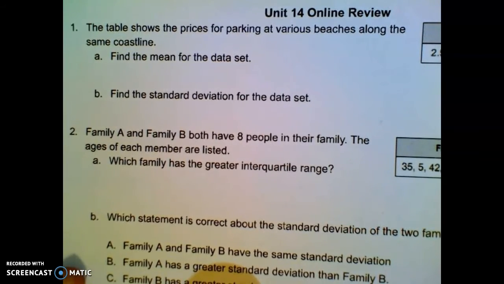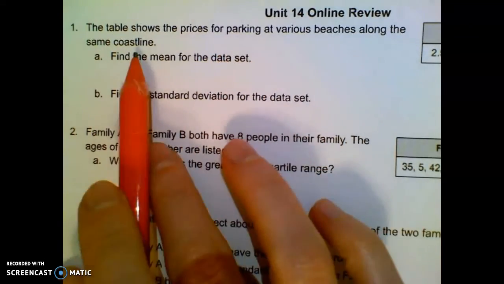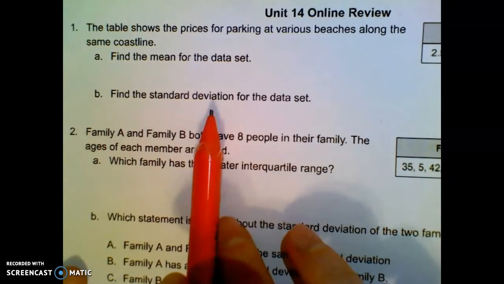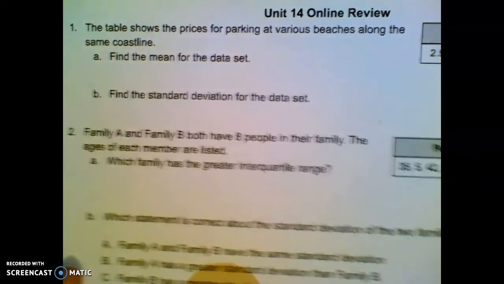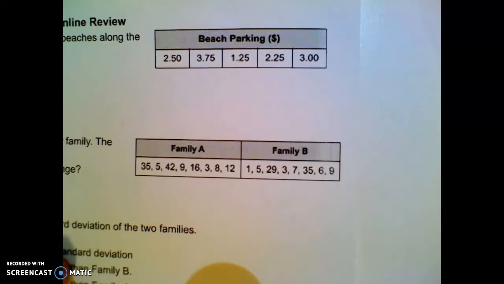Okay, the first question says, the table shows the prices for parking at various beaches along the same coastline. Find the mean of the data set. Also find the standard deviation. So I need to find mean and standard deviation. So I'm just going to go over to my data set and I'm going to type those into the calculator.